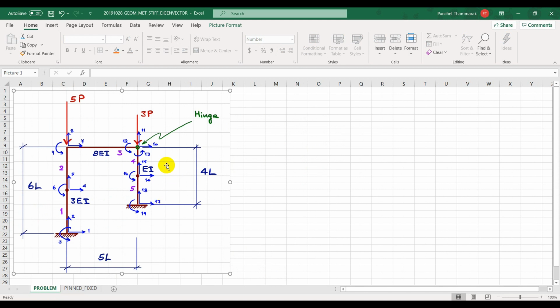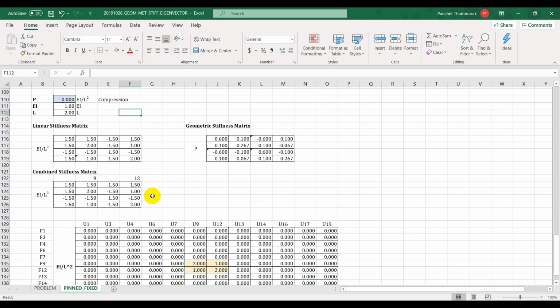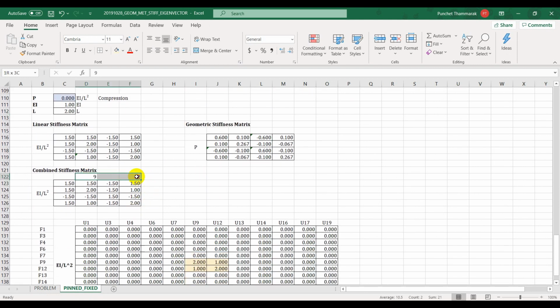And the EI is equal to 1, EI ratio, and the length is 2. So 2, and here's 1. That's it. And let's check for a degree of freedom.